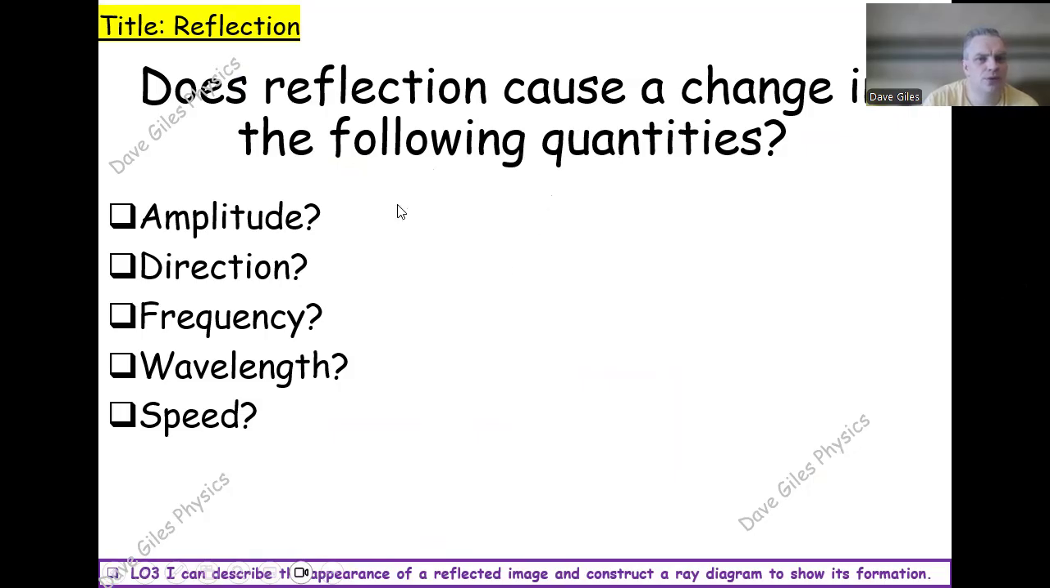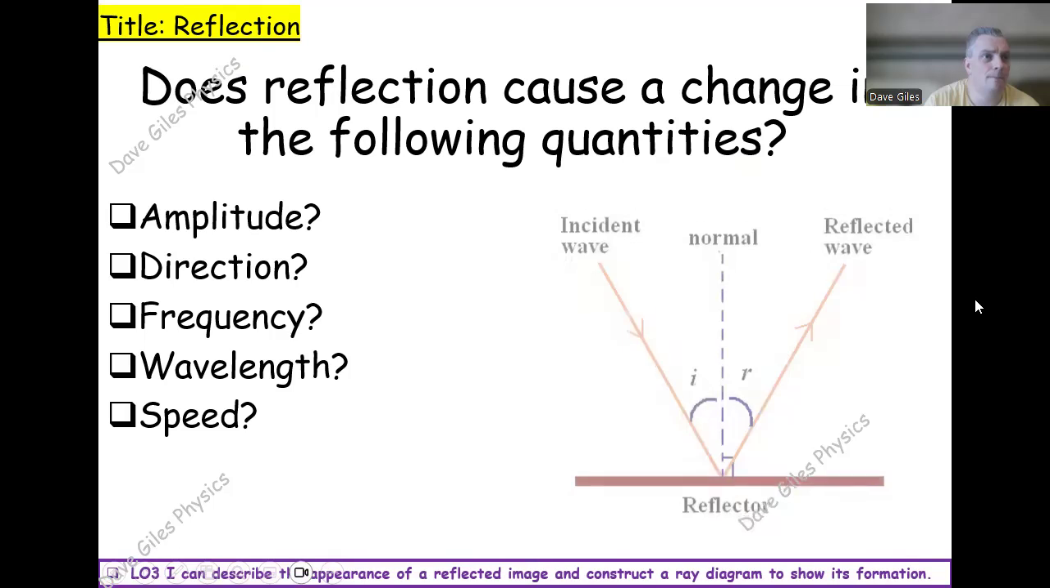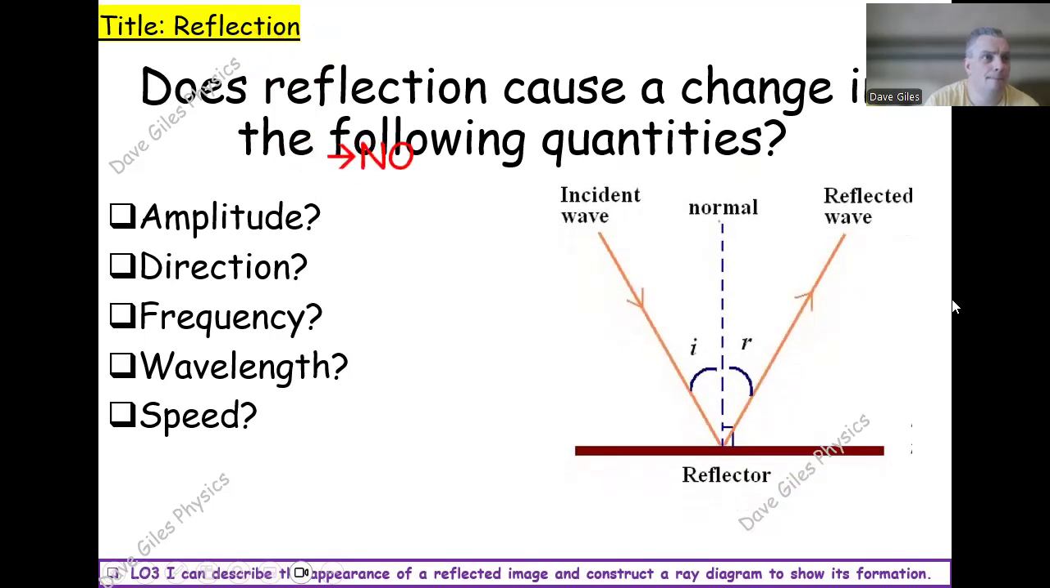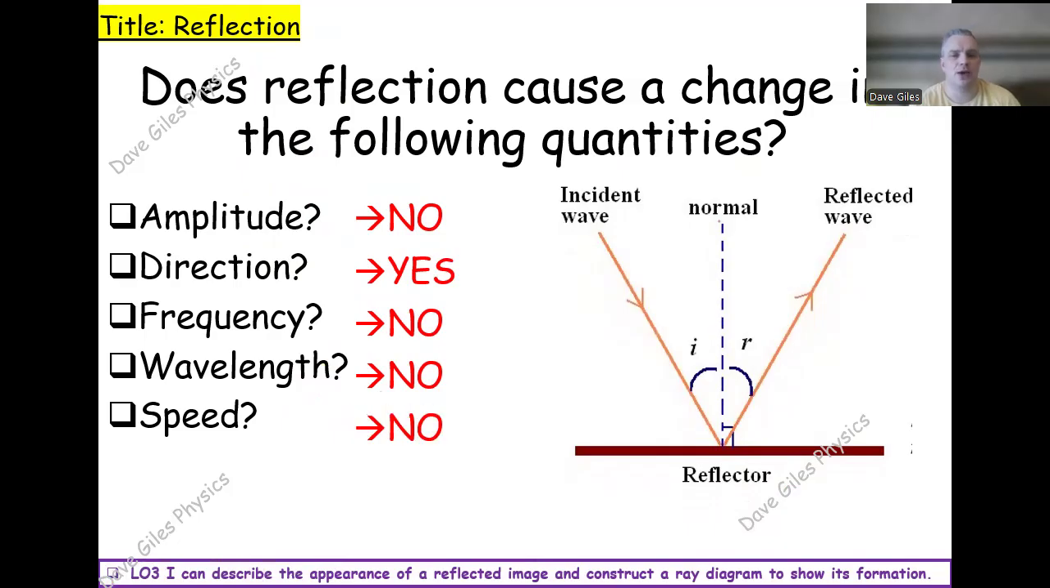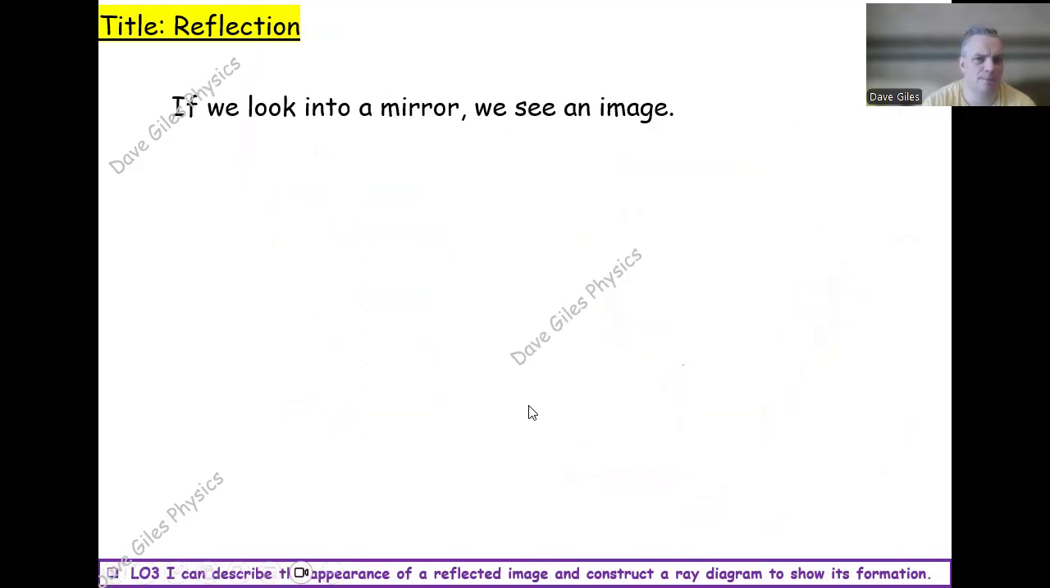So does reflection cause a change in the following quantities? Amplitude? No. Direction? Yes. Frequency? No. Wavelength? No. And speed? No. So the only thing that is changing is the direction. So I'll show you how to form a ray diagram.